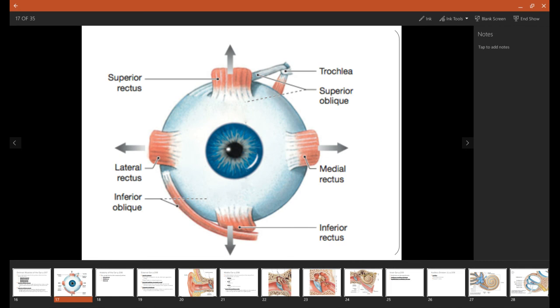Now looking at the eye here, we can see the muscle fibers running straight. That is a rectus muscle. On top, superior rectus. On bottom is inferior rectus. We have lateral rectus on the outside and medial rectus on the inside of the eye.